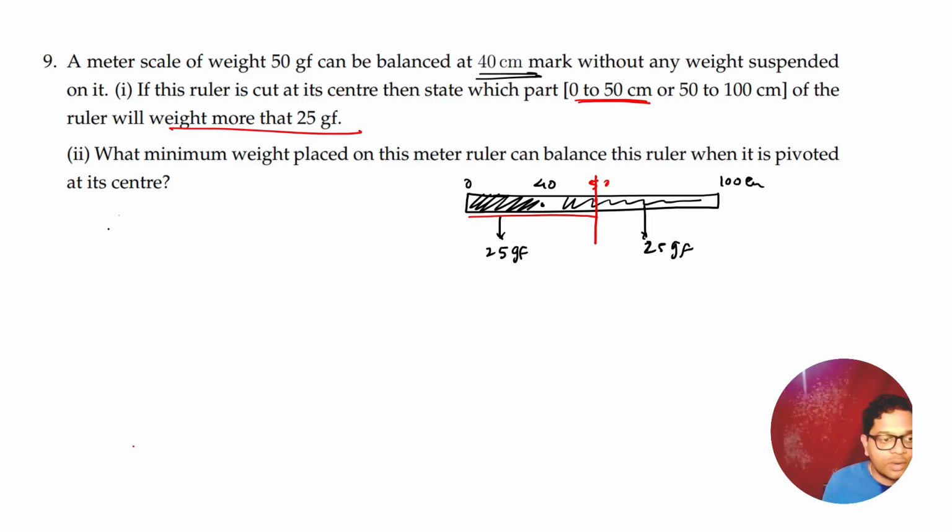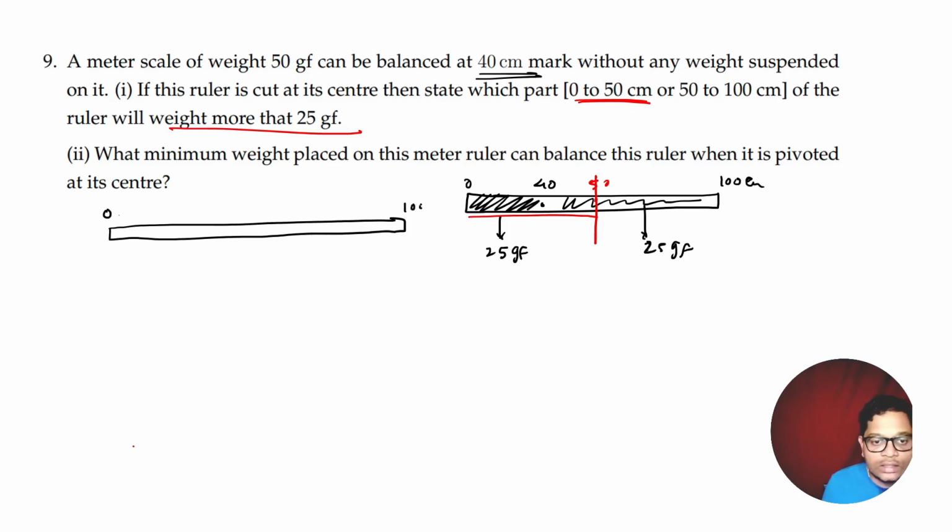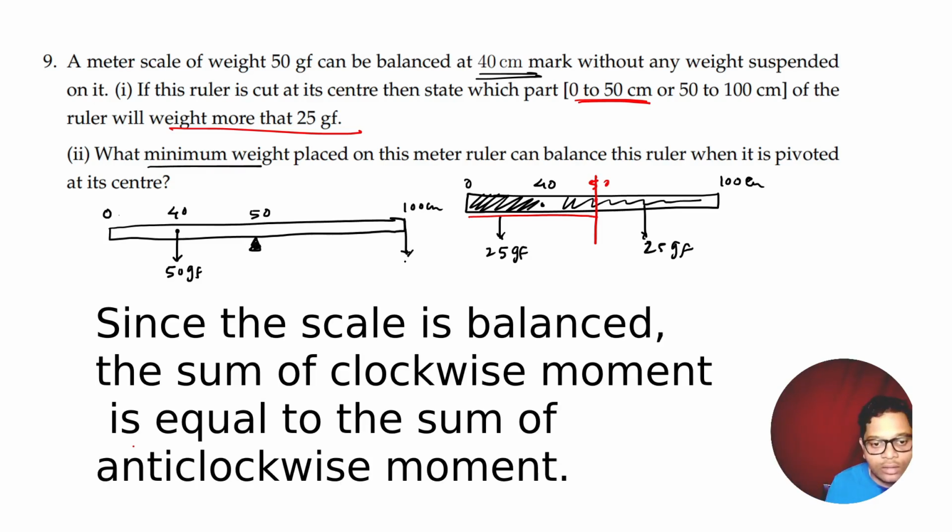Now moving to the next part of the question: what is the minimum weight that is placed? So this is 0 and this is 100 centimeter. The minimum weight is placed on the meter scale to balance it, and it is pivoted at the center. So this scale is now pivoted at the center. Again, we know that it is going to tilt, so we have to prevent it from tilting, and for that we need a minimum weight. Minimum weight means from the fulcrum, you have to attach it at the farthest point. So that point will be over here.